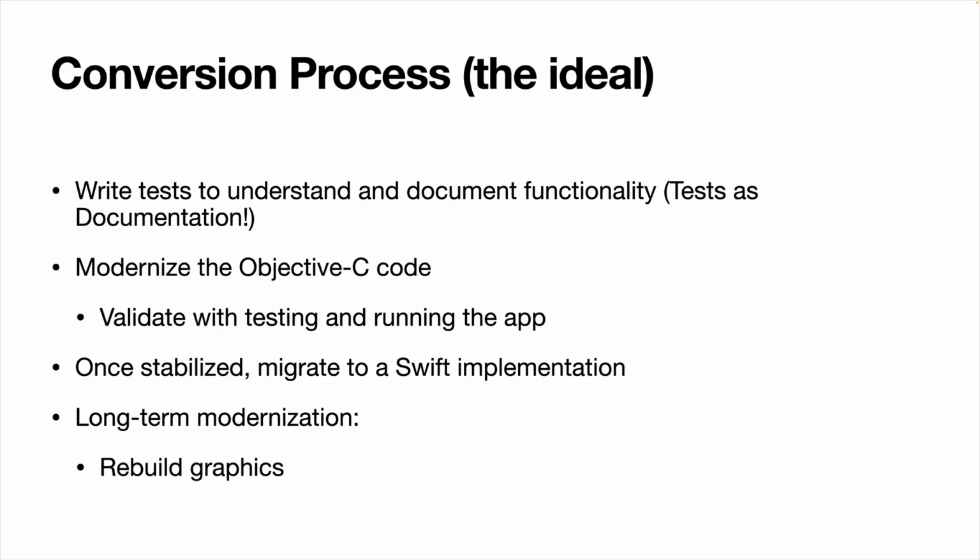Once I stabilized the code, so it was drawing correctly and passing the tests, then it was time to make a Swift implementation. That the AI could do reasonably well, and then you can run the tests and know whether or not the Swift implementation worked. Now, there will be some changes in the tests because the Swift implementation is going to be called a little bit differently, but it should work.